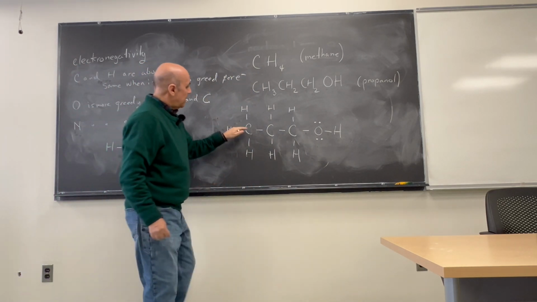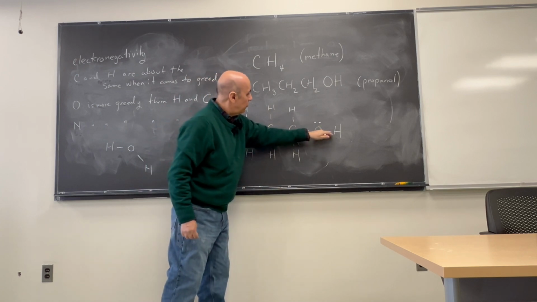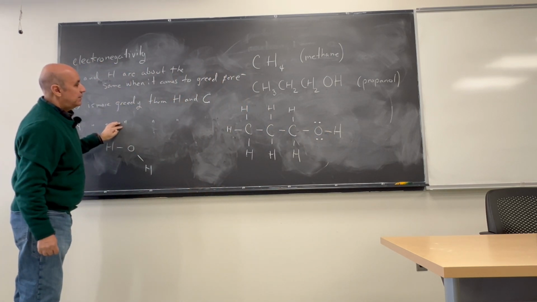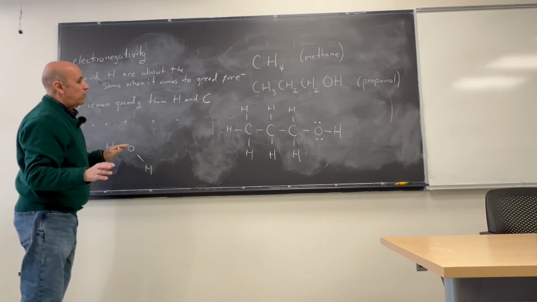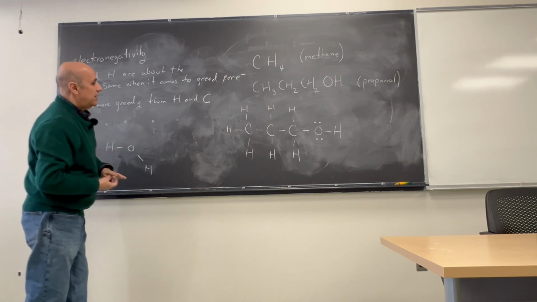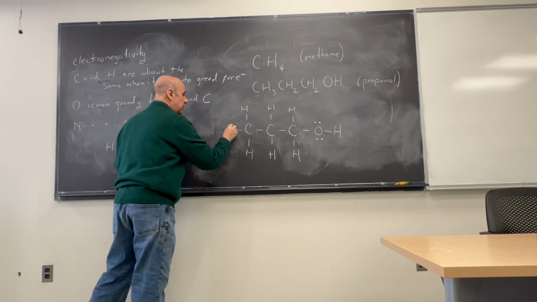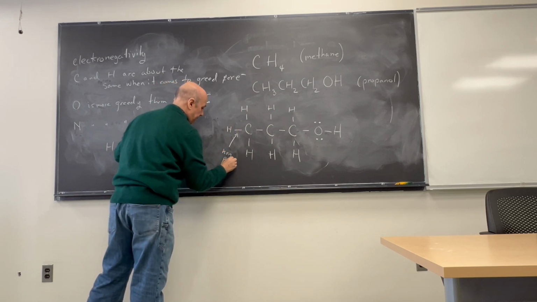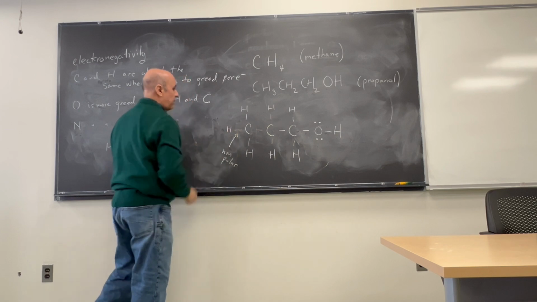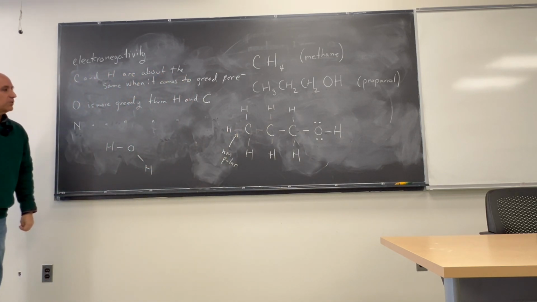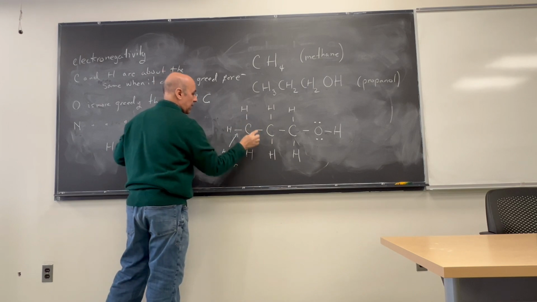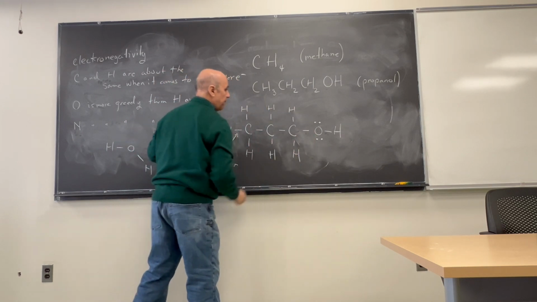What type of bonds are these compared to those? Well, based on the greediness, anytime that you draw a formula in this way, the bond between a carbon and a hydrogen is always going to be nonpolar, because the greediness of carbon is about the same as hydrogen for electrons. So nonpolar bond, nonpolar bond, nonpolar bond, so on and so forth.